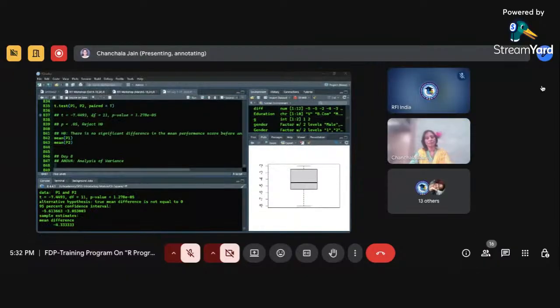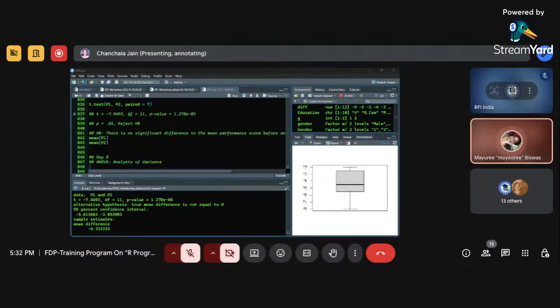ANOVA is a more robust hypothesis testing tool than the t-test. In a t-test we can compare two groups, but in the case of ANOVA we can compare more than two. Here also we are comparing the difference in the mean. Good. Thank you. Very correct.